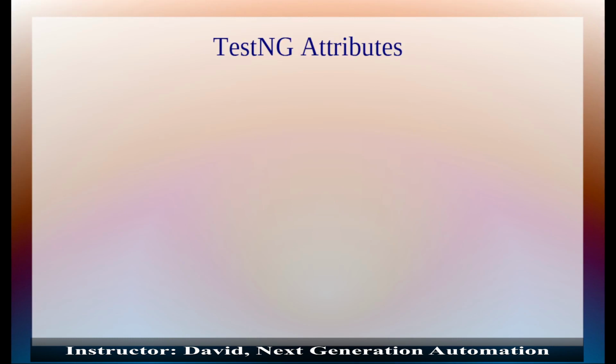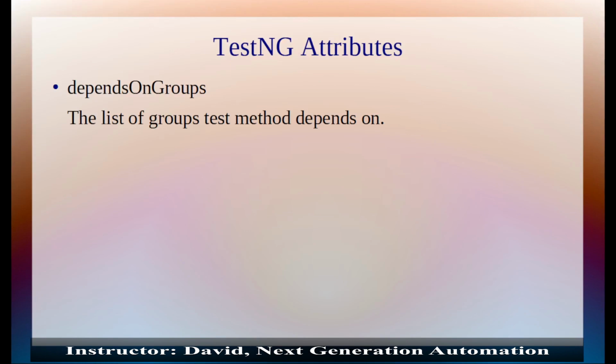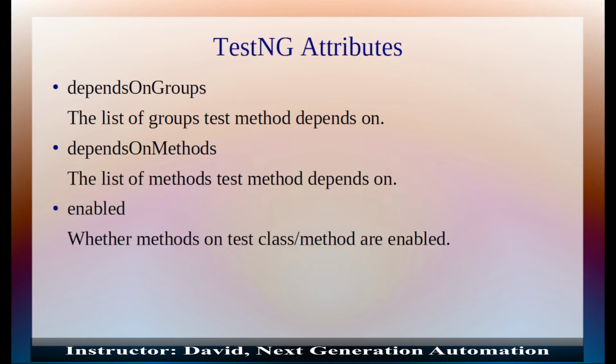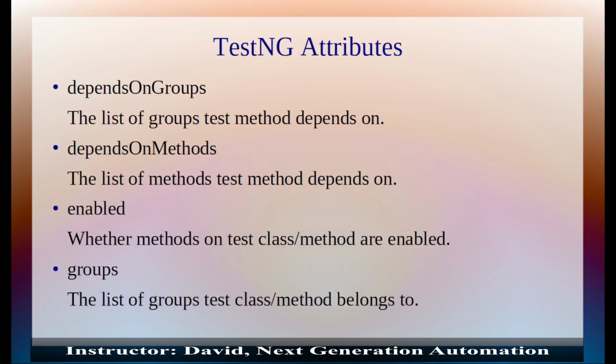Second TestNG attribute is dependsOnGroups. As part of this attribute, it defines the list of groups the test method depends on. Third TestNG attribute is dependsOnMethods. As part of this attribute, it defines the list of methods the test method depends on. Fourth TestNG attribute is enabled. As part of this attribute, it defines whether the test class or method is enabled. Fifth TestNG attribute is groups. As part of this attribute, it defines the list of groups the test class or method belongs to.